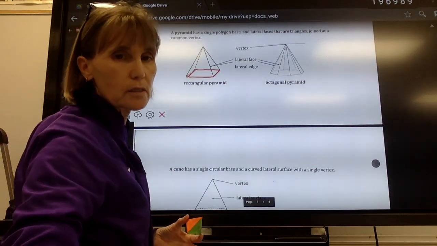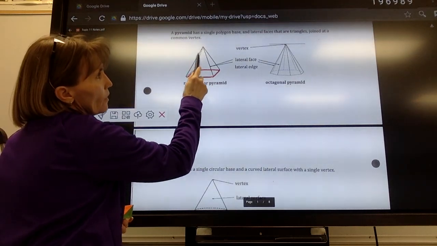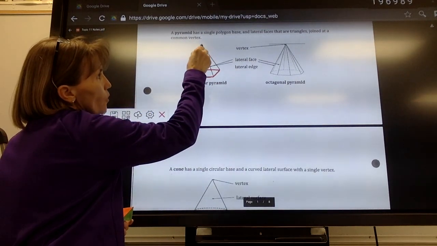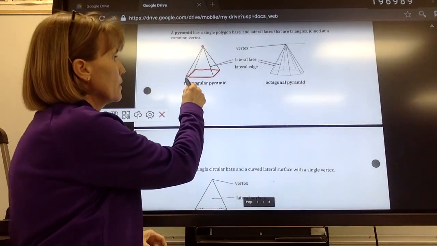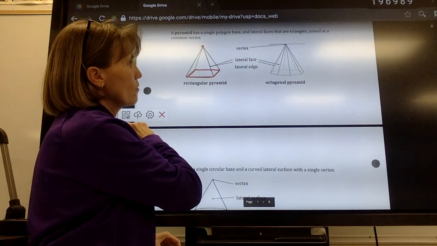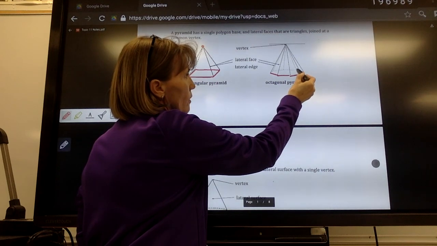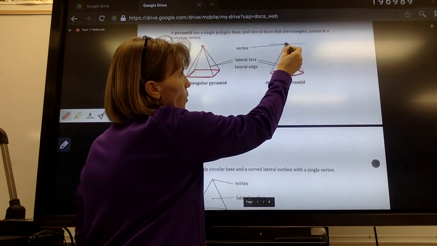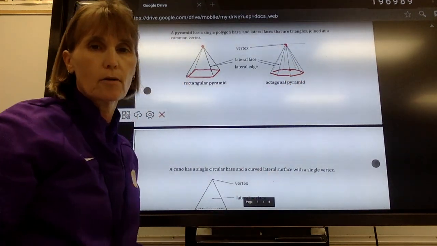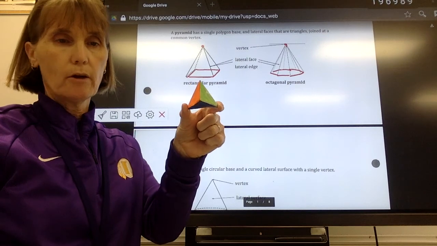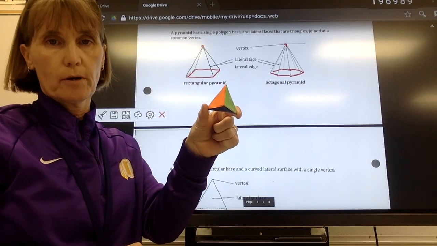So where prisms had lateral faces that were parallelograms, pyramids have lateral faces that are triangles, and they join at the top. There's a point at the top. This is a rectangular pyramid because the base is in the form of a rectangle. Okay, this base is an 8-sided figure, and it's coming to a point at the top, so it's definitely a pyramid. If there's 8 sides on the base, it's an octagonal pyramid. Okay, what I'm holding here in my hand, the base of it is a triangle, so that's a triangular pyramid.